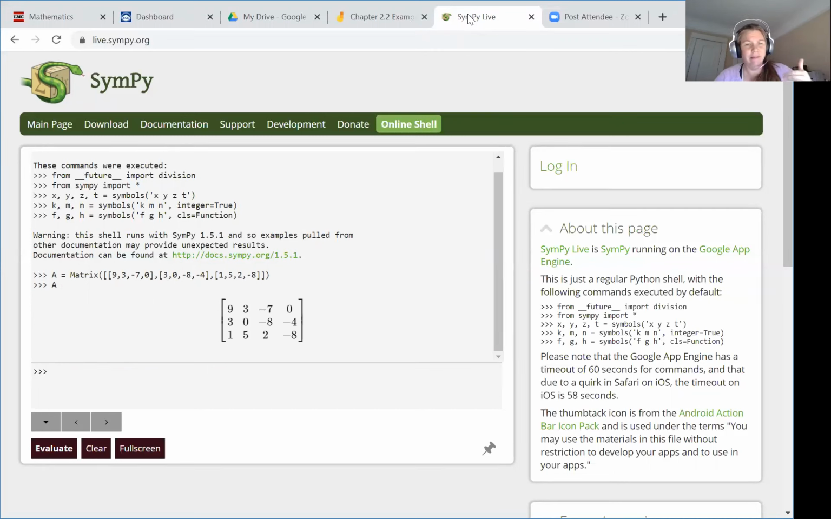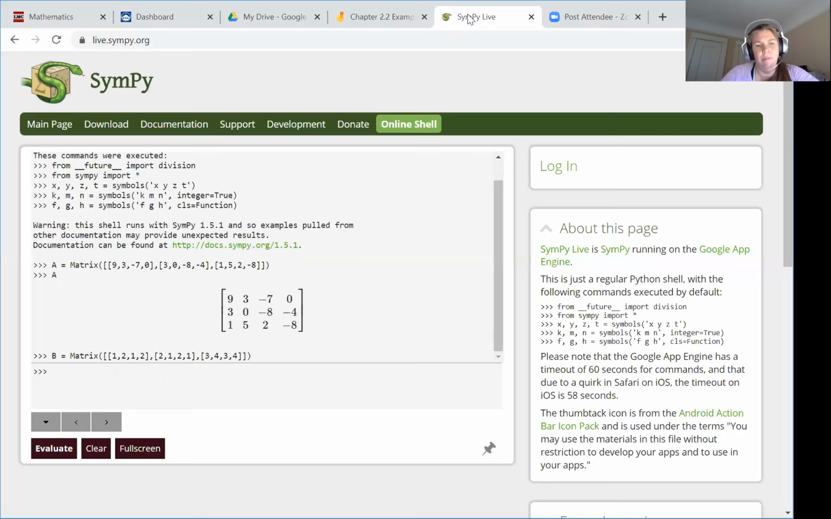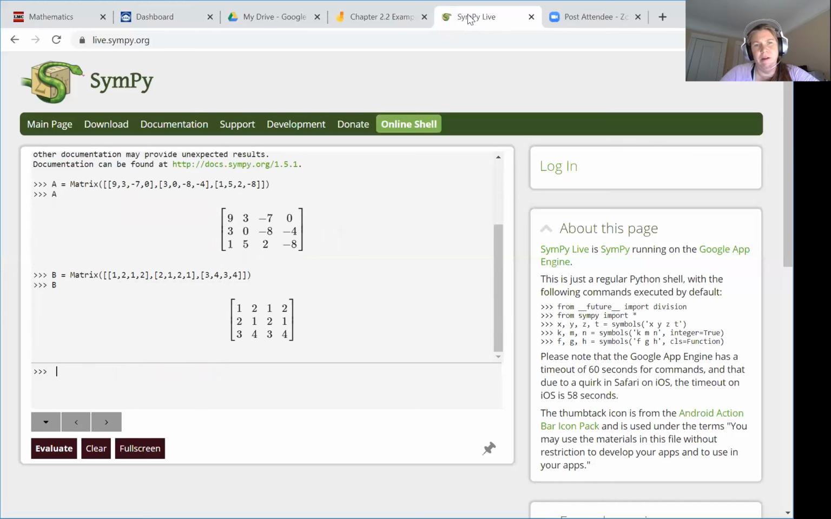So A is a 3x4 matrix. I'm going to make up another matrix B that is also a 3x4 matrix so that I can add it with matrix A. Remember, if you're adding matrices, they need to have the same dimensions. So B is going to be 1, 2, 1, 2 in the top row. And the second row of B will be, let's see, 2, 1, 2, 1. And for the third row of B, we can call it 3, 4, 3, 4. And we can type B just to verify matrix B here. All right.